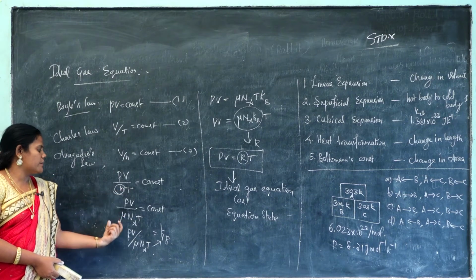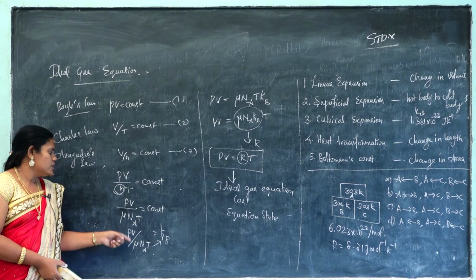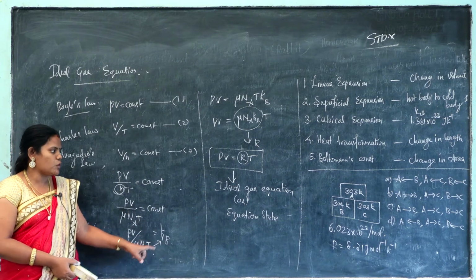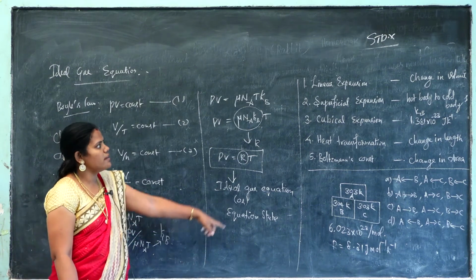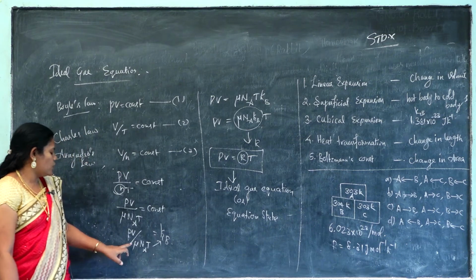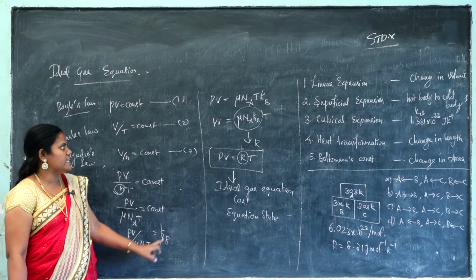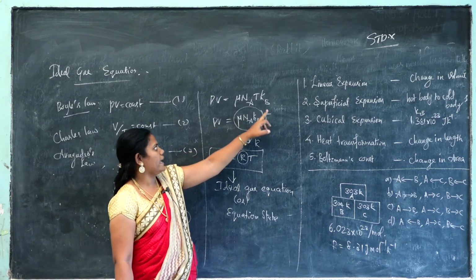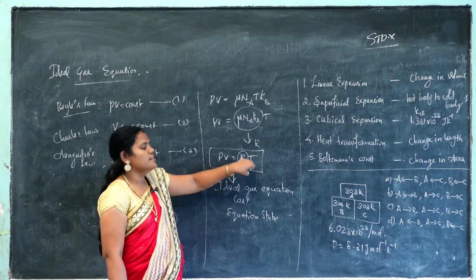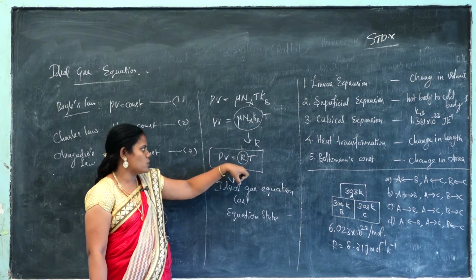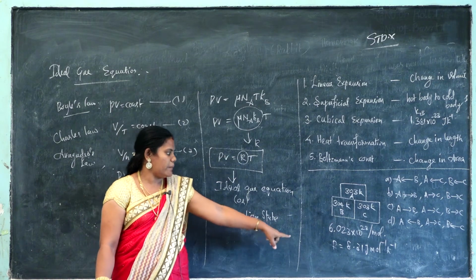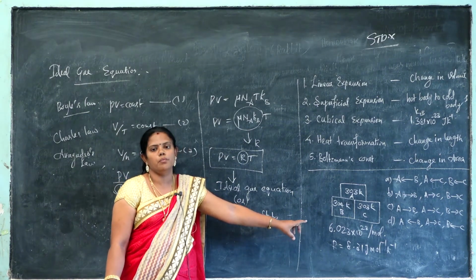So N is the product of mole and Avogadro number. So PV by mu NaT is equal to KB. The constant value is KB, the Boltzmann constant. What is the value of the Boltzmann constant? 1.381 into 10 power minus 23 joule per Kelvin. And PV is equal to, by cross multiplication, mu NaT into KB. Mu Na KB, taken outside, the whole term is considered as one constant R, the ideal gas constant or universal gas constant. PV is equal to RT. So the value of R is 8.31 joule mole^-1 Kelvin^-1.